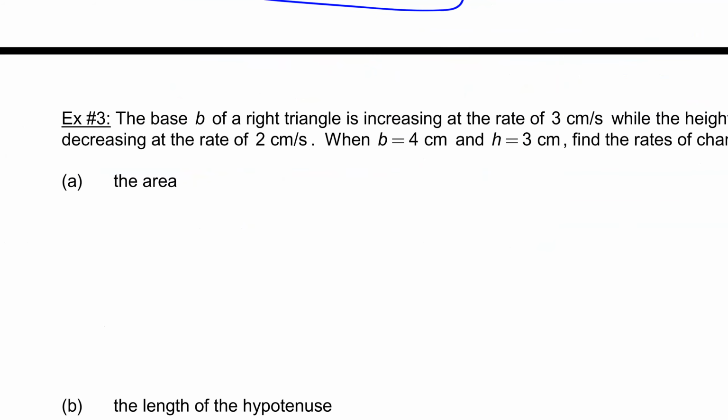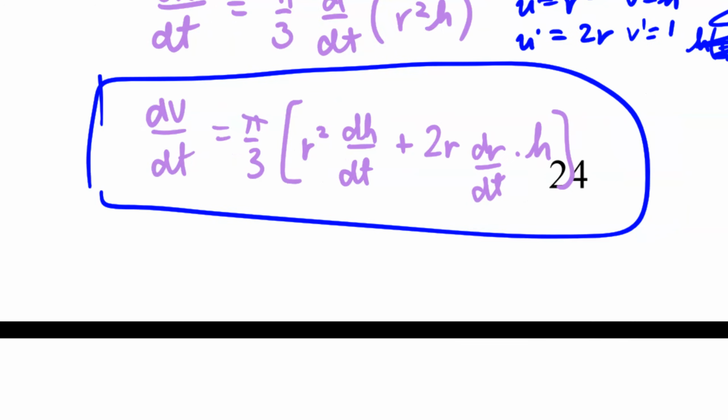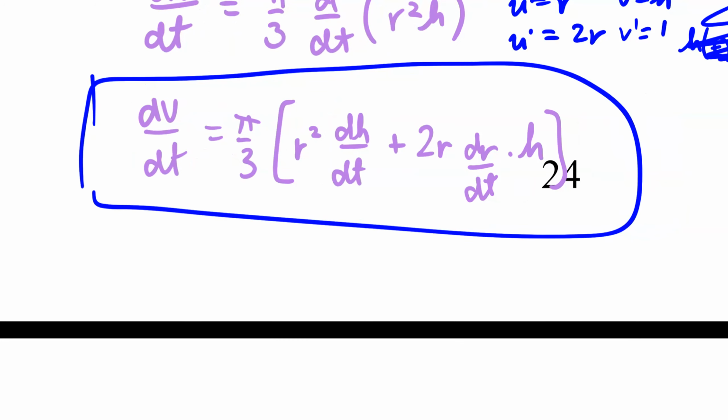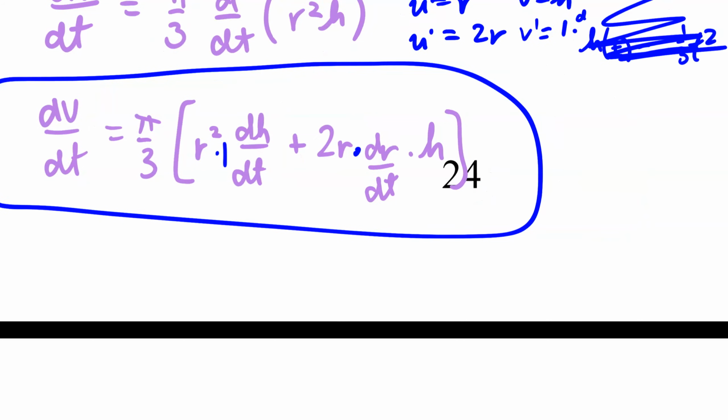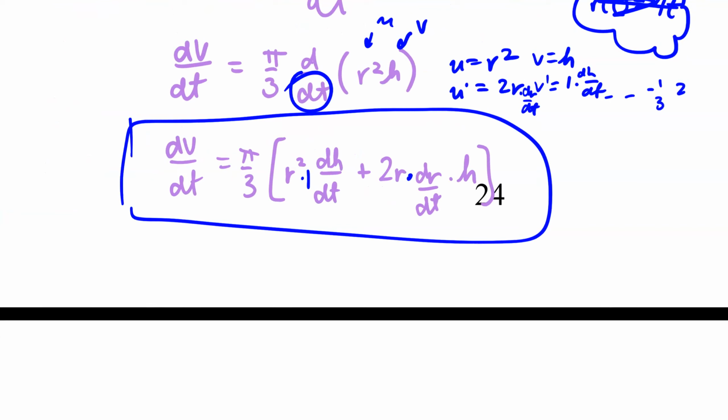Why did you write the dh/dt and not just the r squared? Because technically it's r squared times 1 times the derivative of h with respect to time. This is 2r times the derivative of r with respect to t. The derivative of h is just 1 times dh/dt, and 2r times dr/dt. I'm taking the derivative with respect to time. h is not time, but h is a function with time in it.